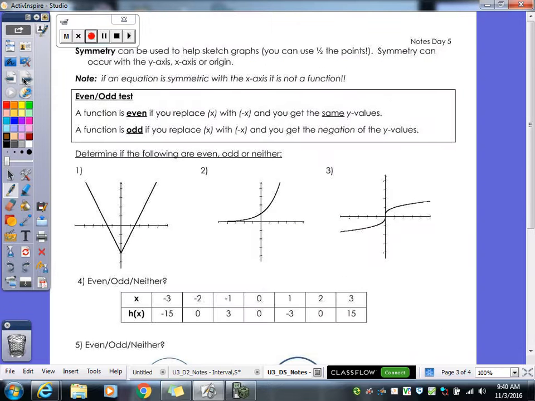All right, let's go to our last one. Okay, so symmetry can be used to help sketch graphs. You can use half the points. Symmetry can occur with your y-axis, your x-axis, and your origin.